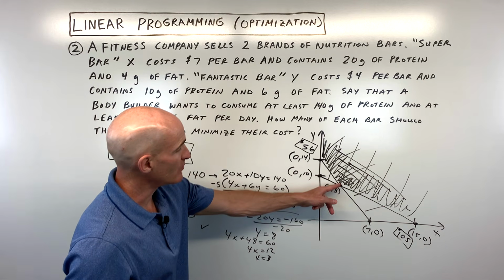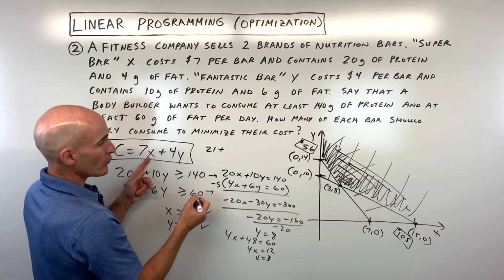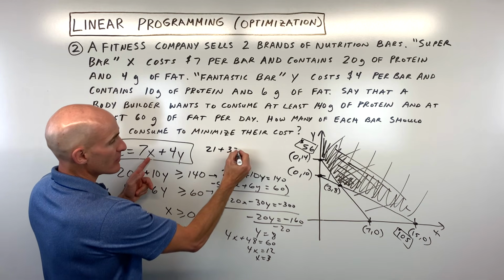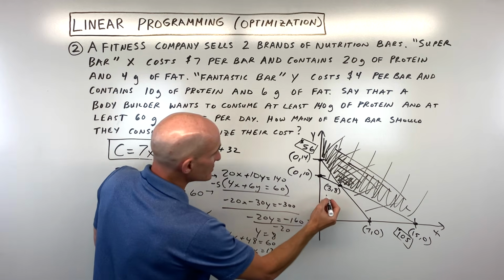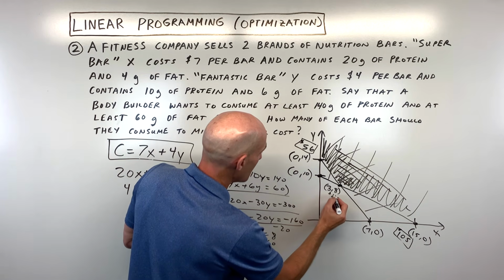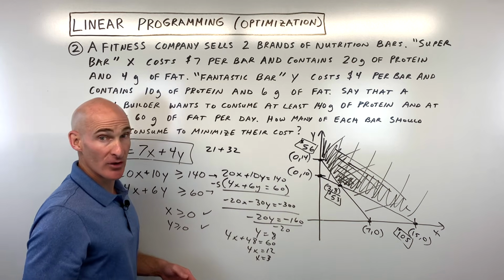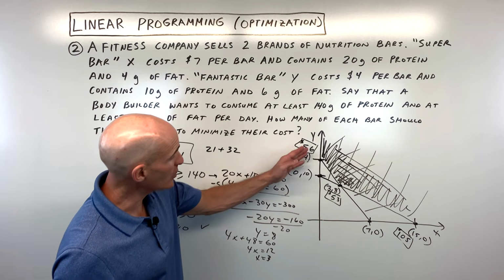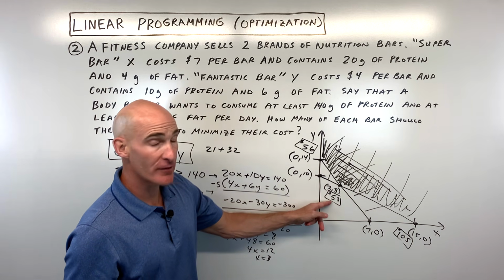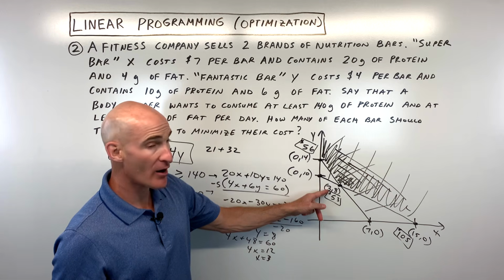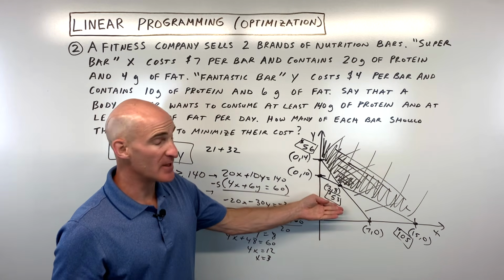And then here at this point 3, 8, 7 times 3 is 21. 4 times 8 is 32. If we add those together, we get 53. So this one is costing $53 if we consume 3 of nutrition bar X and 8 of nutrition bar Y. Which one's giving us the lowest cost? It looks like this point right here, $53 would be 3 of bar X and 8 of bar Y to satisfy all the constraints, but yet minimize the cost.